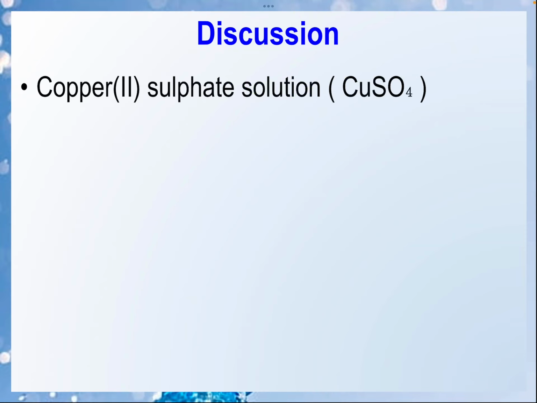Okay, so first kali kita kena tahu dulu, we have to know dalam solutions tu ada ions apa. Awal-awal tadi kita dah bincangkan. So kalau copper sulfate solution, the solute akan ionize. Okay, this is the ionization equation of copper sulfate solution. Dia akan hasilkan copper ion dengan sulfate ions.